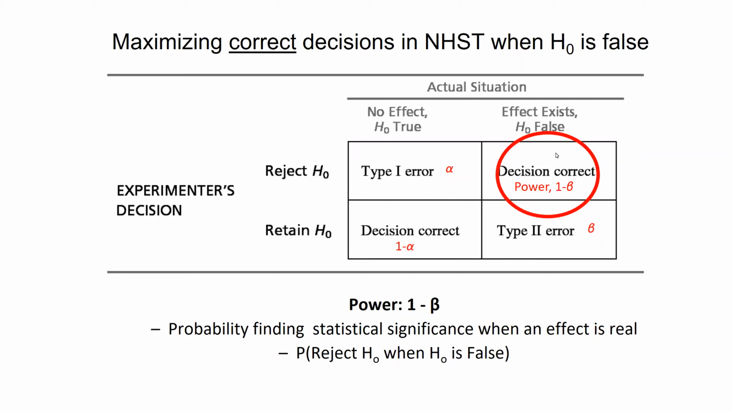So here, the correct decision rate actually has a name. This is what they call power, which is 1 minus the type 2 error rate. And power is the probability of finding statistical significance when an effect is real, or rejecting the null hypothesis when the null hypothesis is false.